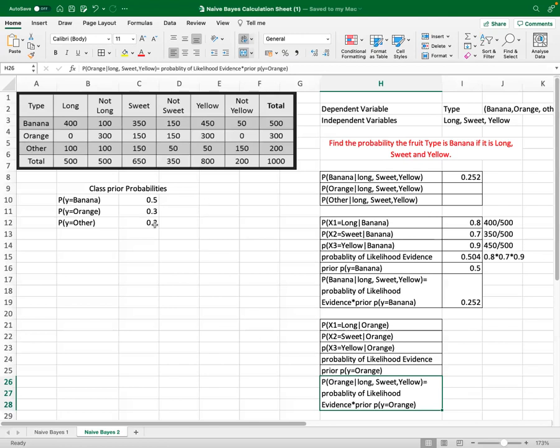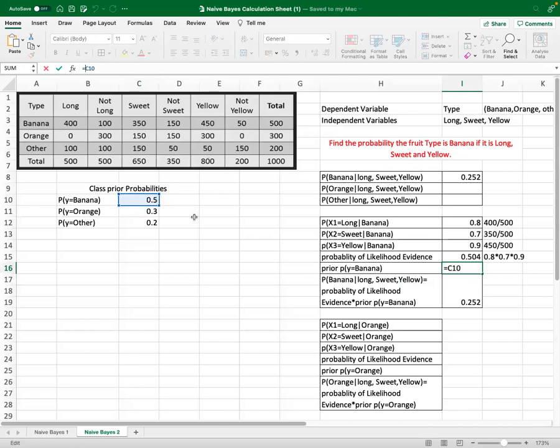Where? This one. This one is here only, no? We calculated here. 500 fruits are there, no? Banana, 500 by 1000, 300 by 1000, 200 by 1000, 5, 3, and 2. That's what we have copied from here. See here, I just took it from there.